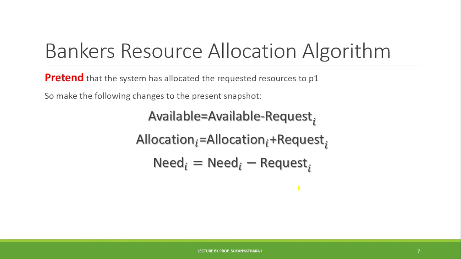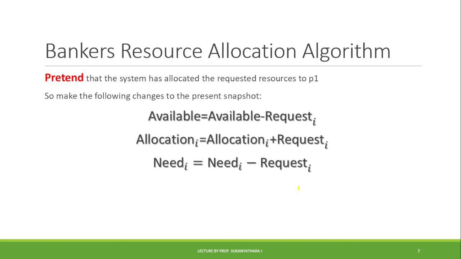First, let us assume that there are enough free resources available. So the operating system pretends that the resources are granted to P1. When the requested resources are granted to P1, they are granted from available resources. So we have to make a change in the vector: available equals available minus request of P1.